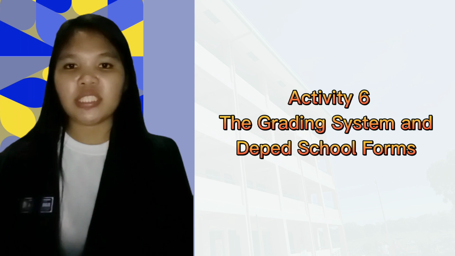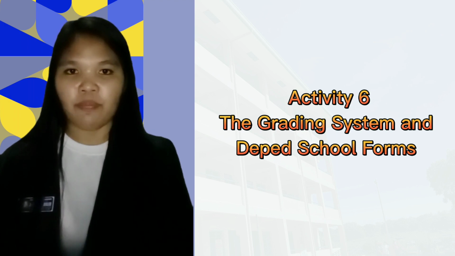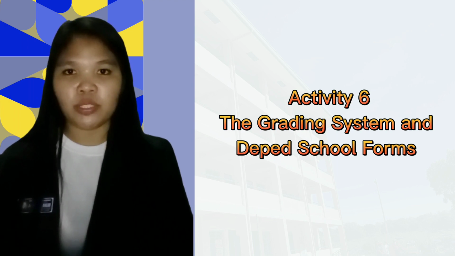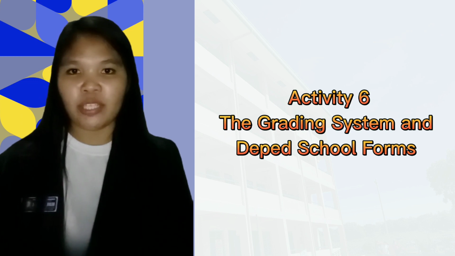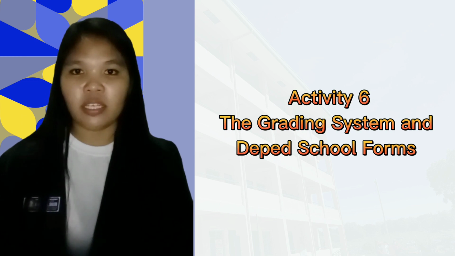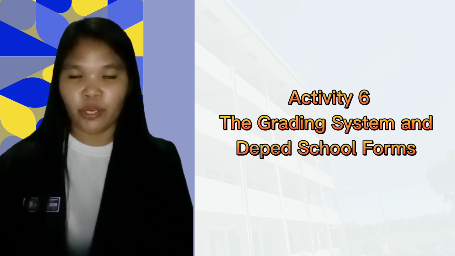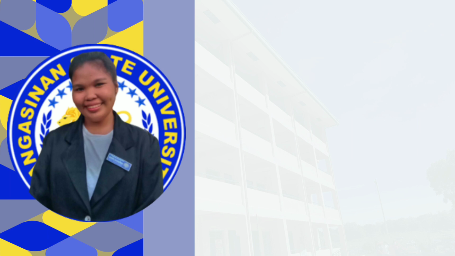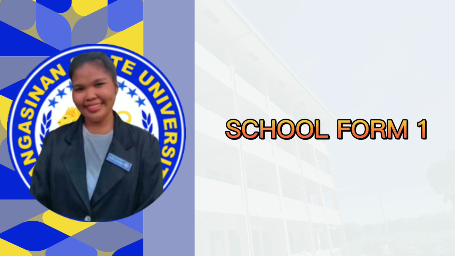In our Activity 6, which is the grading system in DepEd school forms, we learned about the K-12 grading system, electronic class record, template, and DepEd school forms. School Form 1, also called the school register, is the master list of enrollment, to be prepared by the class advisor. The mode of preparation is through the LIS, and it is scheduled at the beginning of the school year.